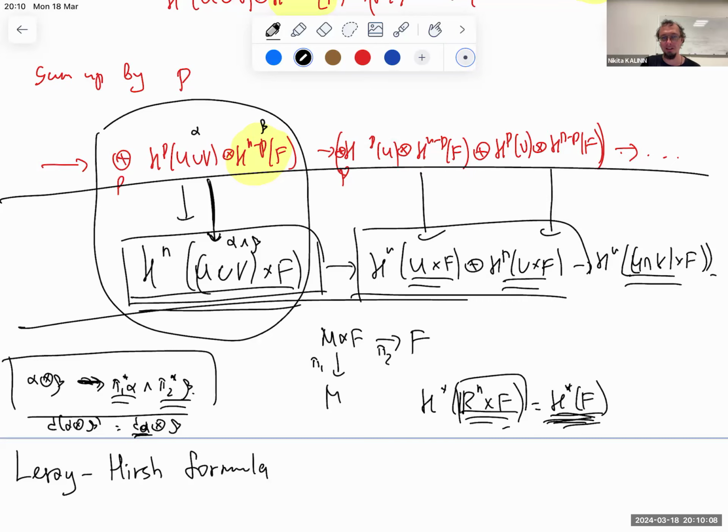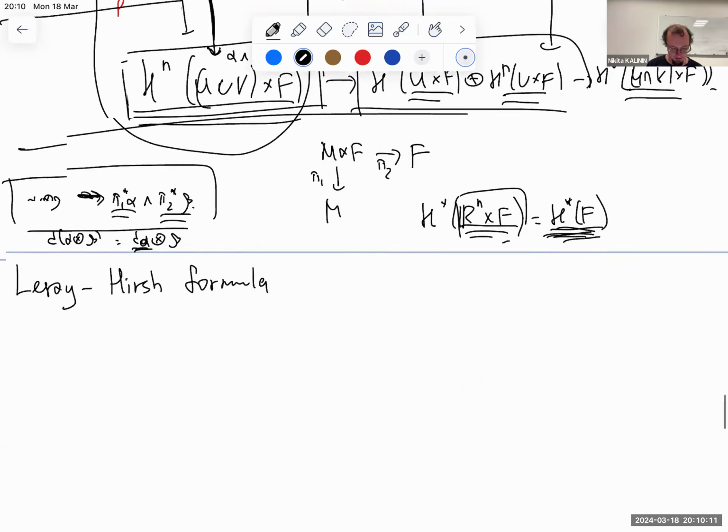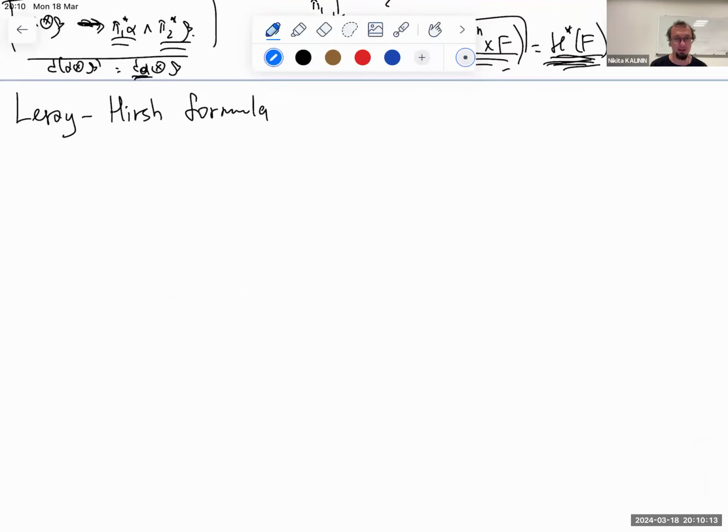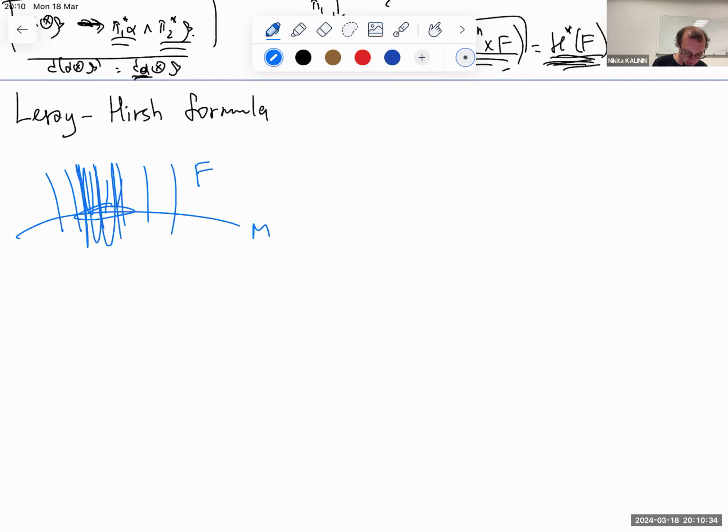Well, let me then say that you can also prove exactly in the same way the Leray-Hirsch formula. Let me just tell you what that is. Here I need to have a manifold M, and I want to have a bundle with a fiber F over it. So locally, this thing is just a direct product of M cross F. So for every point there is a neighborhood such that it is just M cross F. But then when we go over this manifold, there may be some twisting, like over a Möbius band.